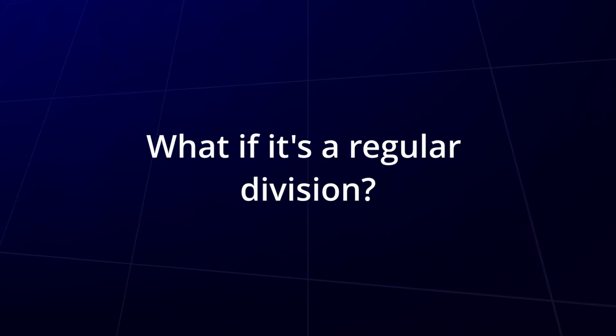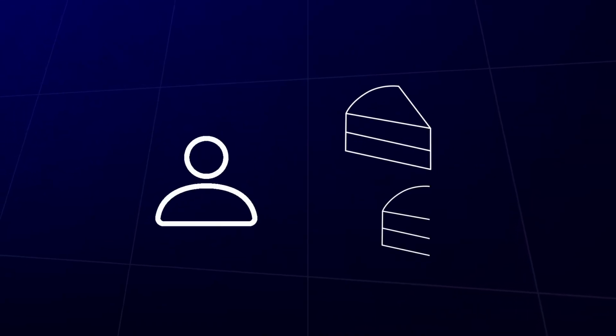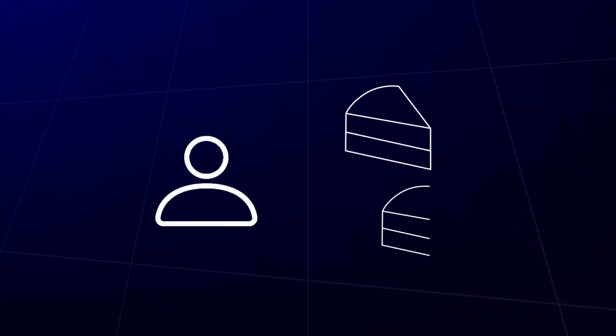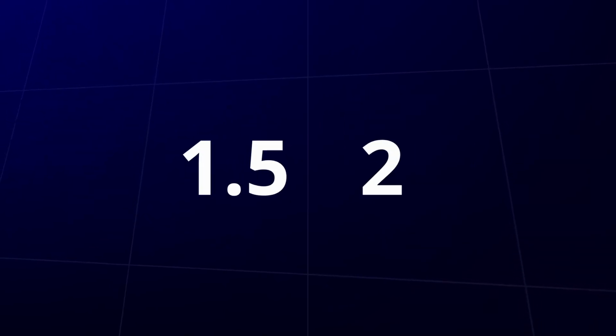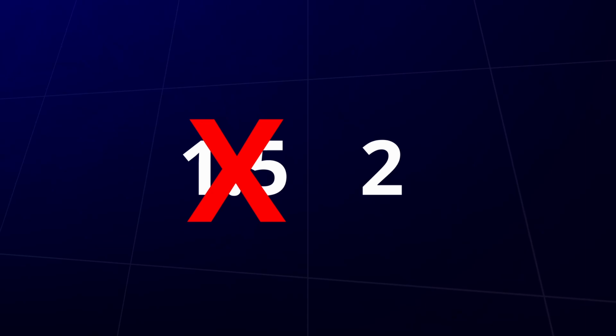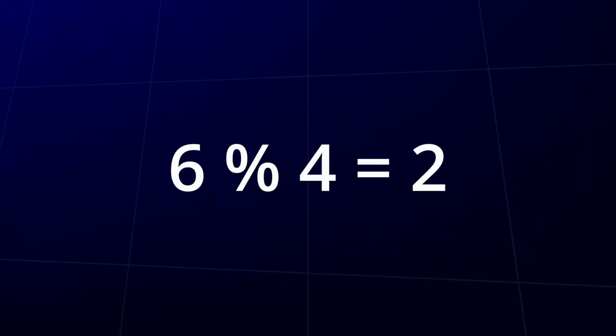In regular division, if we divide 6 by 4, the answer is 1.5. Since each guest will get 1.5 slices if we cut the leftovers into smaller pieces. But modulo is different. Instead of giving us fractions, it just gives us the whole number remainder. In this case, 6 modulo 4 equals 2, the remainder. Does this make it clearer?